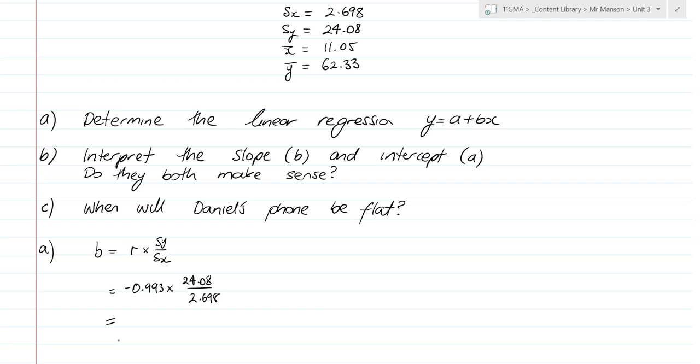Negative 0.993 times 24.08 over 2.698. That is negative 8.86. And A, what's A equal to?